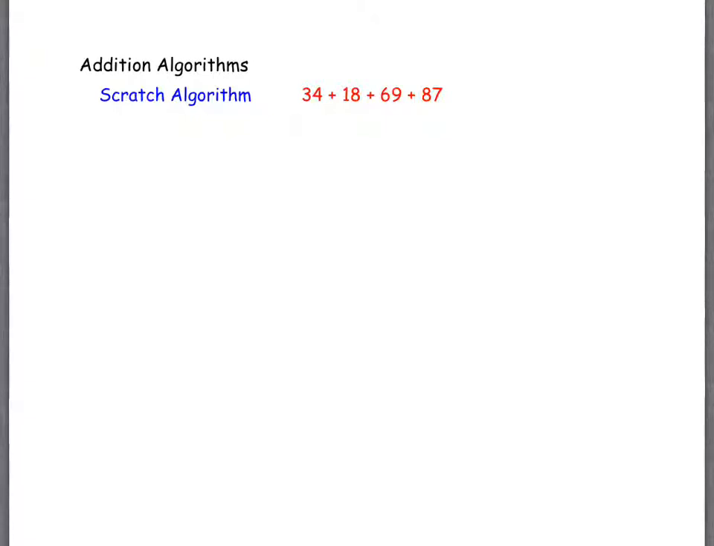So you see here I'm actually looking at adding 4 numbers together, right? Not like 2 4-digit numbers like the last 2 problems I did. So this method works very nicely when you're adding a list of numbers together. So 34, 18, 69, and 87, and you're adding them all together.